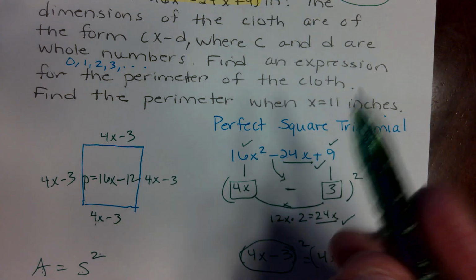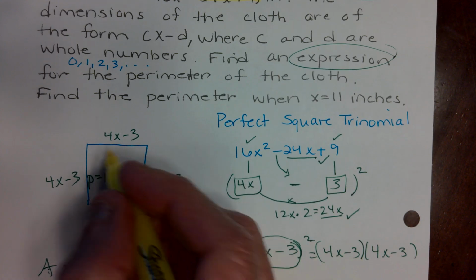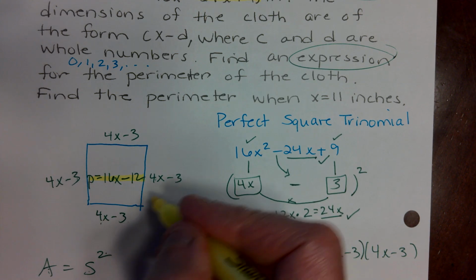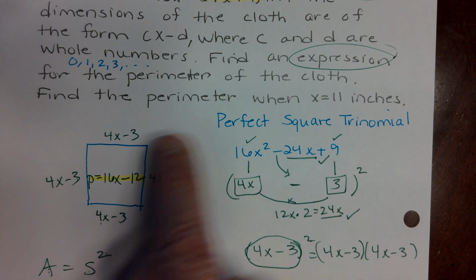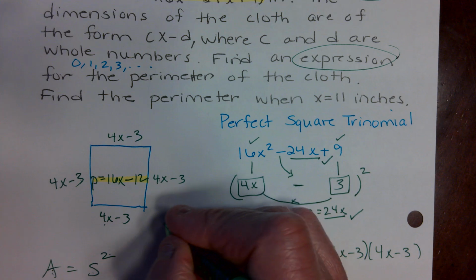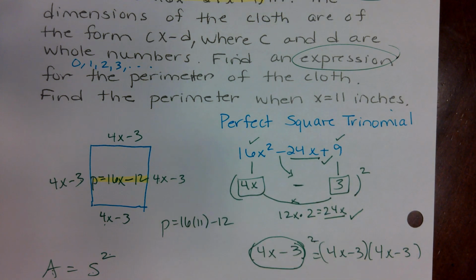Great. I've answered that part of the question. Find the expression, because half the time people don't answer all the questions. Find an expression for the perimeter. Done. Whoops, I want the reduced one. Oh, that is reduced. Well, okay. Yes. Now, find the perimeter when x is 11. Well, that's simple as can be, because now I'm just going to put in 11 for that.